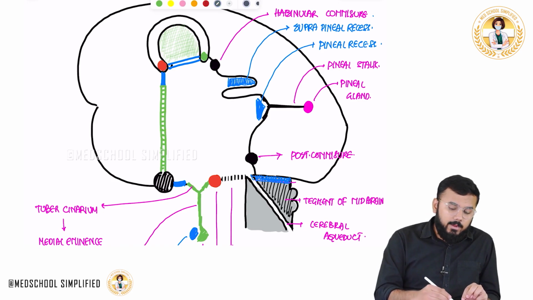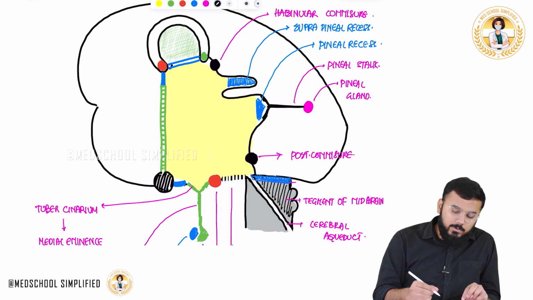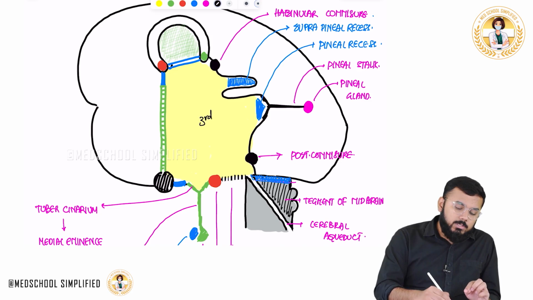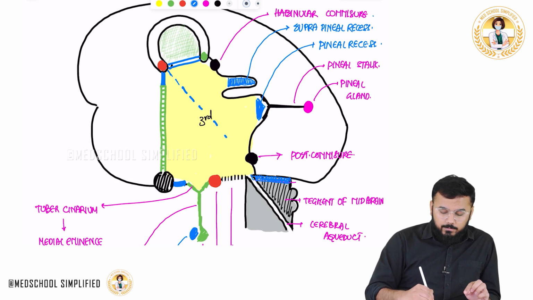And this entire cavity which you can see over here is called the cavity of the third ventricle. So this entire cavity is your cavity of the third ventricle, or of the diencephalon. What I will do is divide this entire cavity into two portions like this.